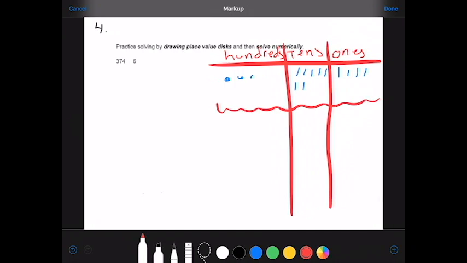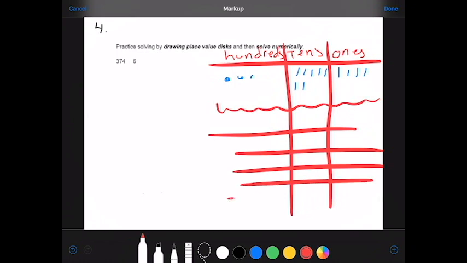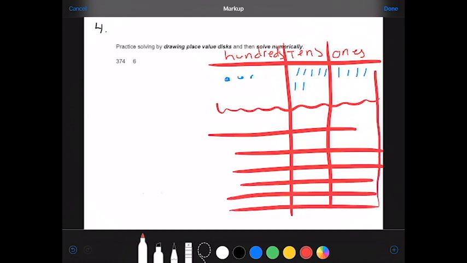How many sections do I need to be able to divide? That's right, I need 6. So there's 1, 2, 3, 4, 5, 6 sections. I like to enclose mine so there's no confusion. All right, and let's start.